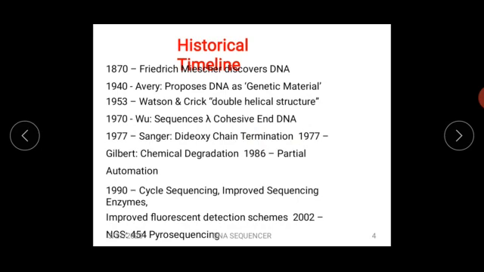Further, more improvement was carried out by Gilbert in 1986 through partial automation of the DNA sequencing. These are very basic methods to understand the DNA sequencing pattern, and more analysis was carried out later so that the DNA sequence pattern can be understood. For example, NGS, 454 pyrosequencing, which are more automated methods to understand DNA sequencing patterns.